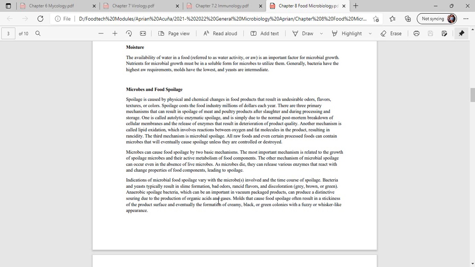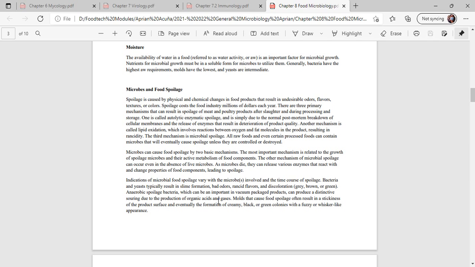Microbes can cause food spoilage by two basic mechanisms. The most common mechanism is related to the growth of the spoilage microbes and their active metabolism of food components. The other mechanism of microbial spoilage can occur with the absence of live microbes.